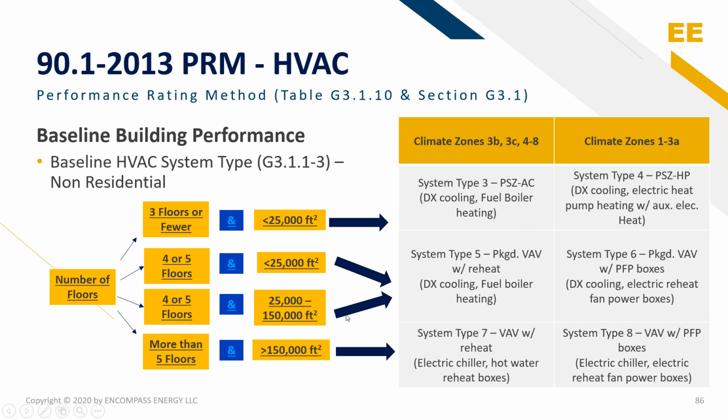Larger buildings, you end up with a sort of package VAV type system. And once you get to larger buildings, you end up with a chilled water system, and either a hot water system or electric, fan powered electric boxes. So that's what the baseline is dictating now. So again, you'll see climate zones 1 to 3 are going to be looking at electric sources. Climate zones 3B, C, and then all of the colder climates tend to fall towards fossil fuel heating sources.